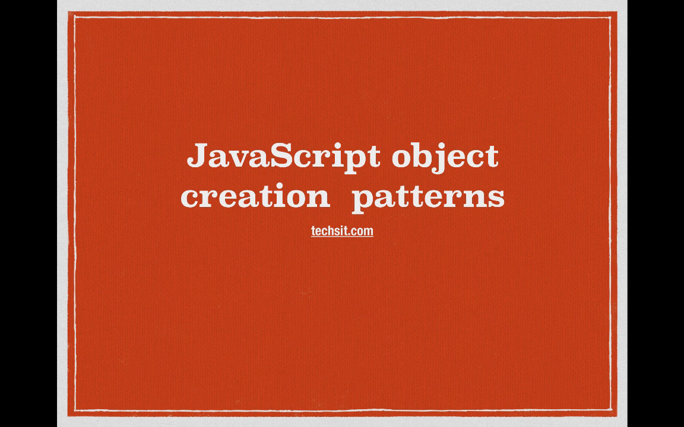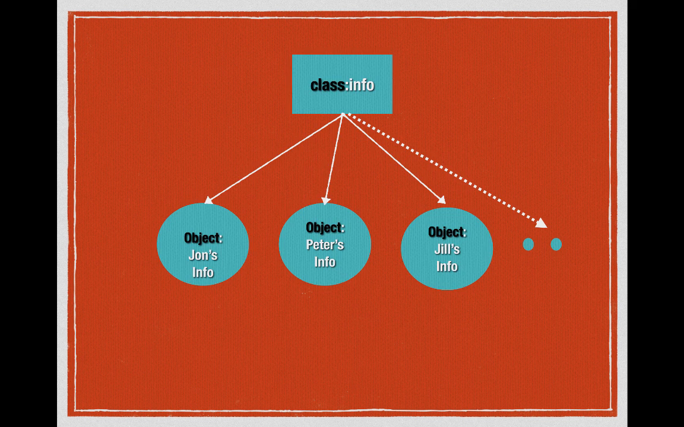Today we are going to learn different object creation patterns in JavaScript. What does it really mean? Let's say you have a class info and then you want to create multiple objects from the class. For example, here we are creating John's info, Peter's info, and Jill's info.